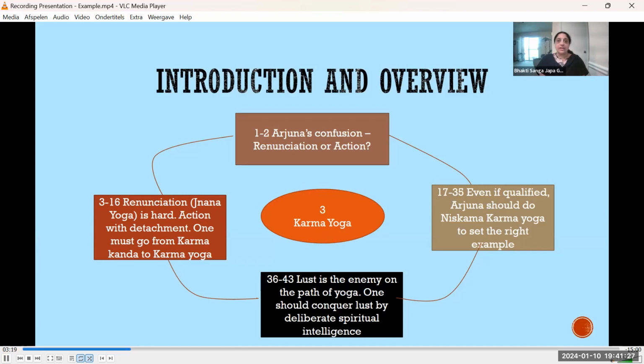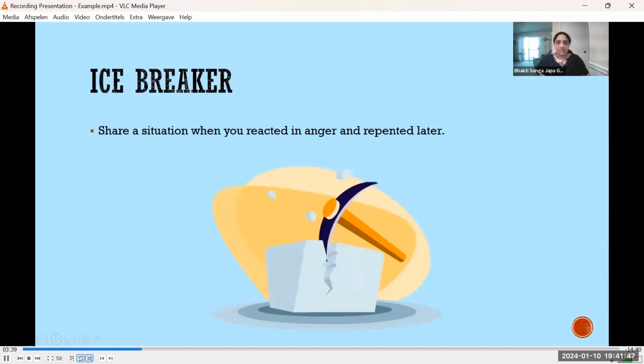Then Arjuna has a very, very important question, and that is the question we are going to discuss. In answer to that question of Arjuna, Krishna explains the concept of lust. Those are the verses from 36 to 43, which we will see in full detail. But before we head into the subject matter, let's have an icebreaker.